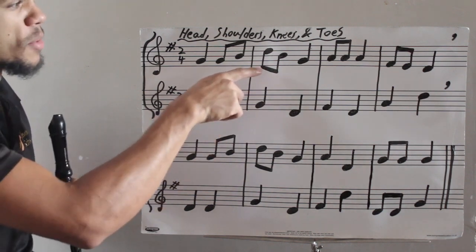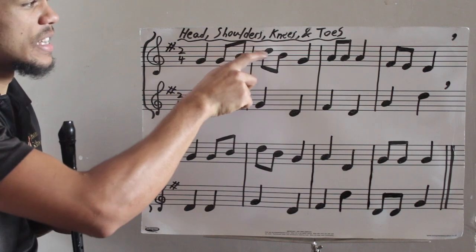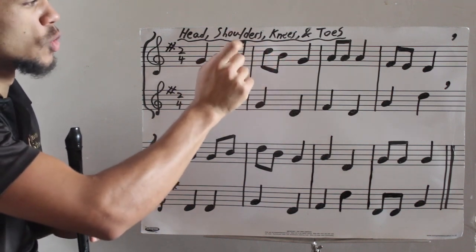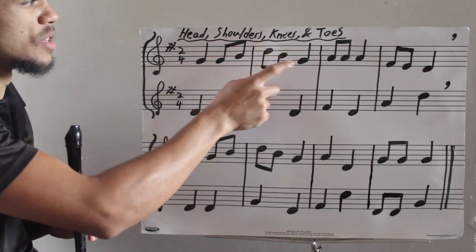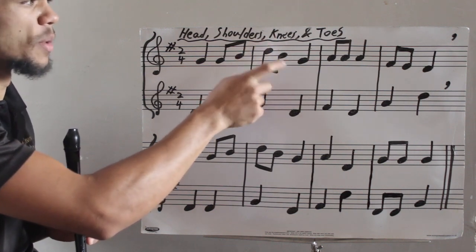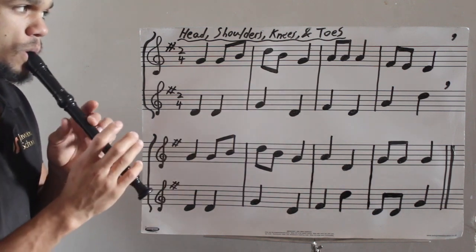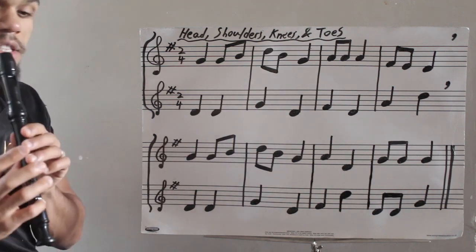Now let's take it to bar number 2. We have high D, B, G. So we're skipping over all the space notes. High D, B, G. High D, B, G. That's the rhythm. High D, B, G. 3, go. Let's go.